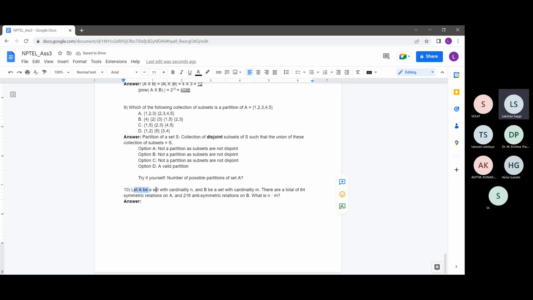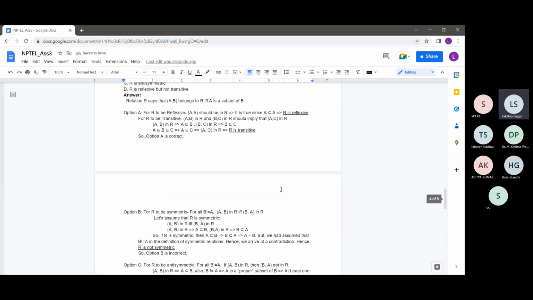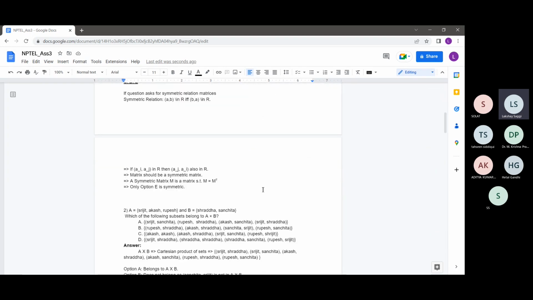Let A be a set with cardinality n, and B be a set with cardinality m. There are a total of 64 symmetric relations on A and 216 antisymmetric relations on B. And we need to find what is n times m. So basically we need to find the values of n and m.